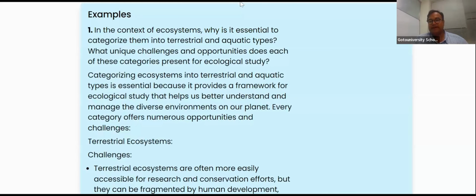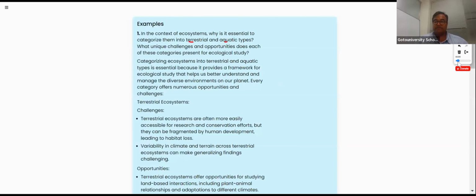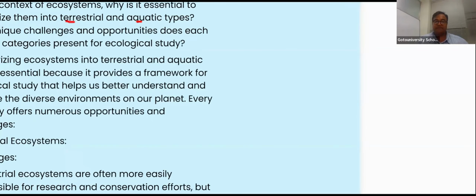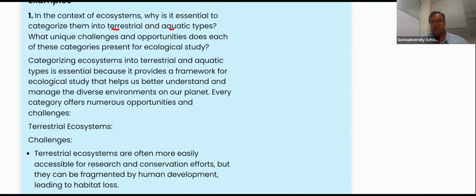We know very well in the context of the ecosystem. Why is it essential to categorize them into terrestrial and aquatic plant types, right? Again I'm repeating, so be very careful with this. In the context of the ecosystem, why is it essential to categorize them into terrestrial and aquatic types? What unique challenges and opportunities does each of these categories present for ecological study?